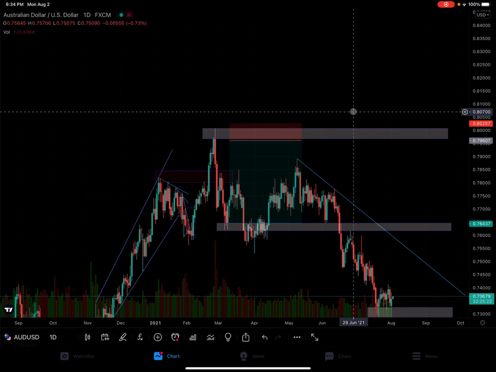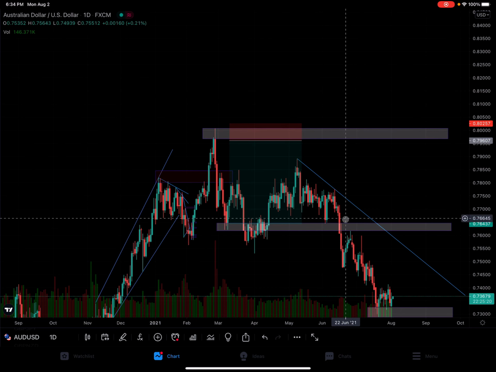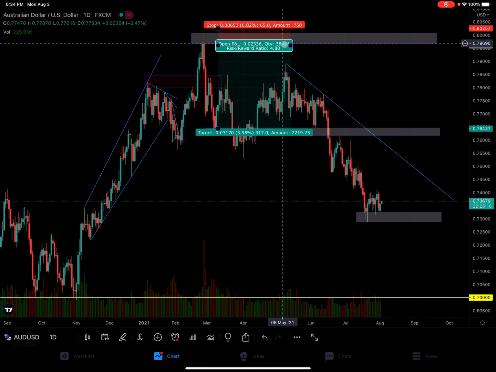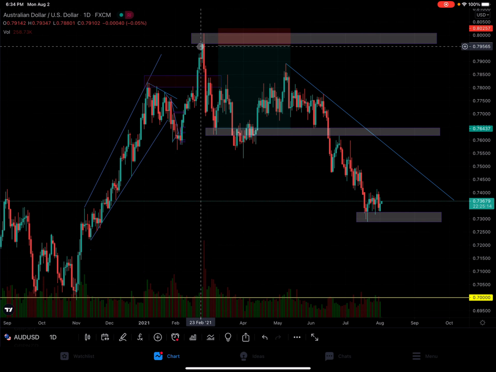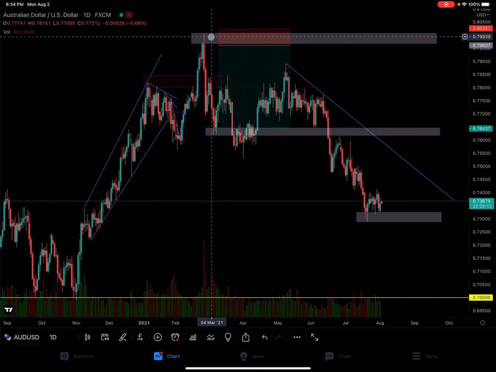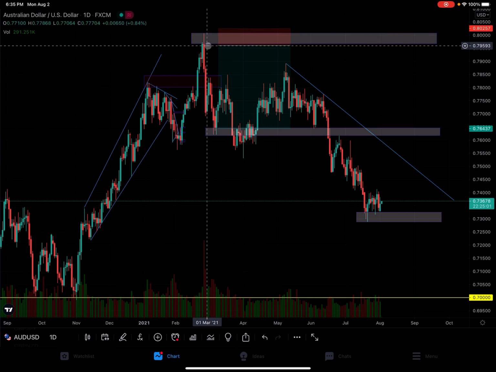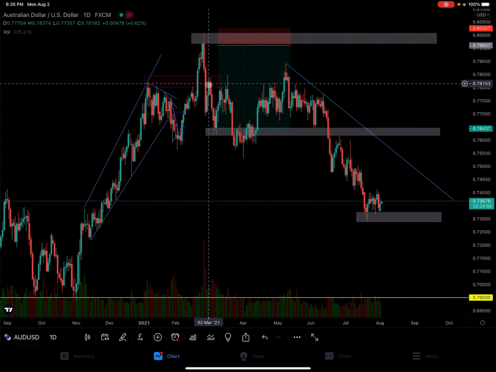So you got your resistance, you got your support, and that's pretty much how you draw your zones, because you got a little bit of structure right here, right? And again, this is your resistance because price stopped right there. Price stopped right there and retraced and came down. So we got that engulfing bearish candle, and now it's coming down.